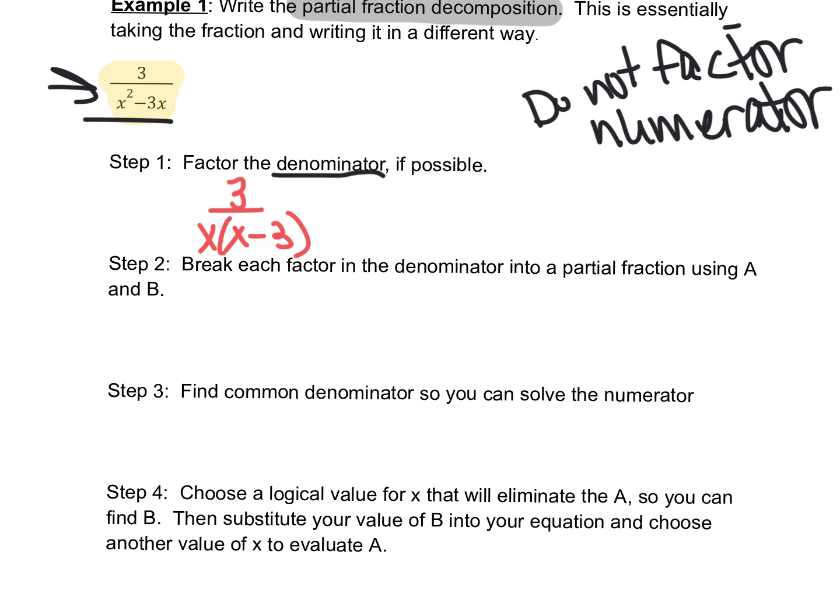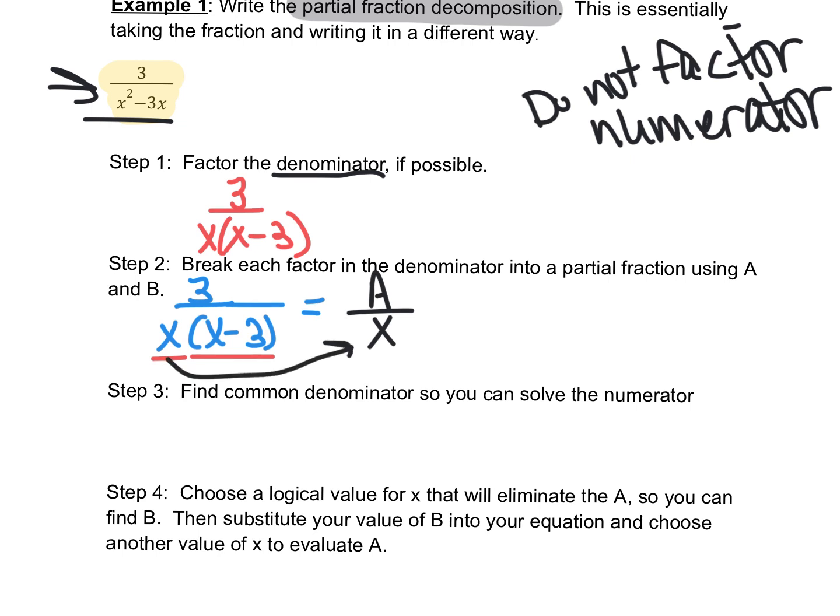Step 2 is where we start creating these partial fractions. So we are going to take what we just had, 3 over x times x minus 3, and we are going to take each factor in the denominator and break it apart into a piece. It says break each factor in the denominator into a partial fraction using a and b in the numerator. So we're going to put a in the top, and our first factor is x, so we just put that over there, plus b.